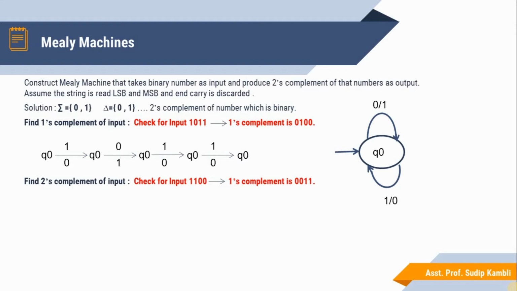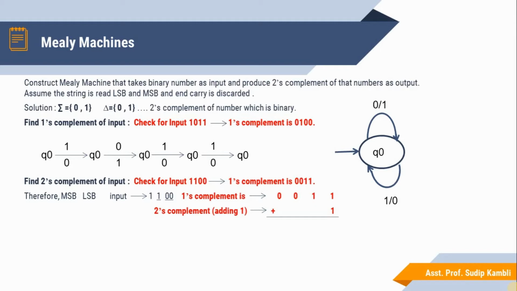So first, the complement of an input string 1 1 0 0 is 0 0 1 1. Here, the most significant bit and least significant bit are marked for the input value 1 1 0 0, and the input string is converted to its first complement. Similarly, note down 0 0 1 1, and to find the 2's complement, we add 1 to the first complement value. So 0 0 1 1 plus 1 bit.